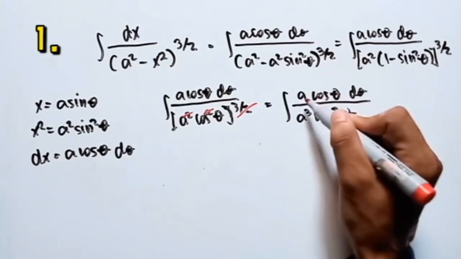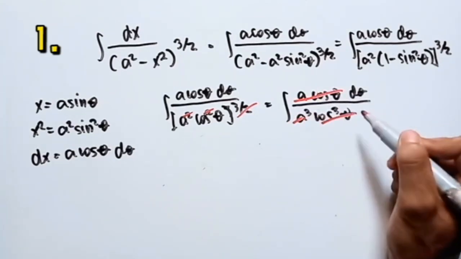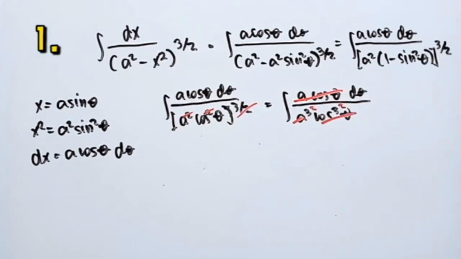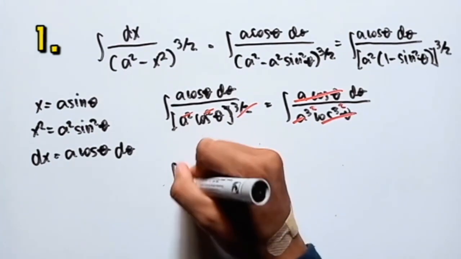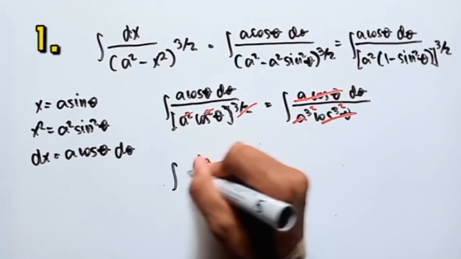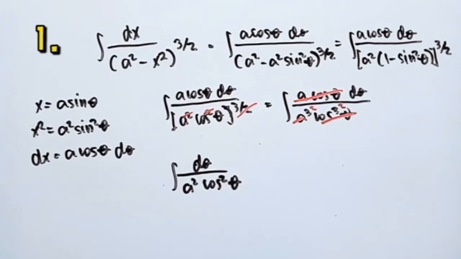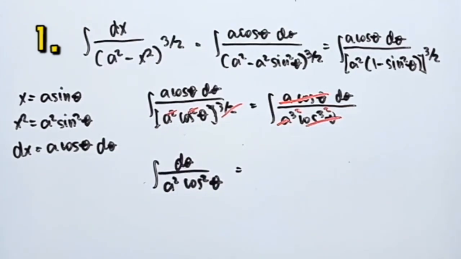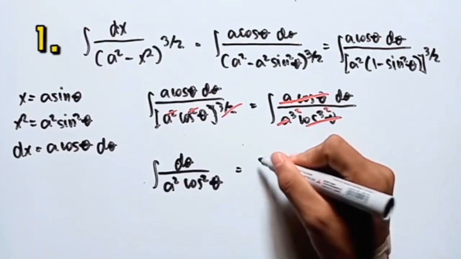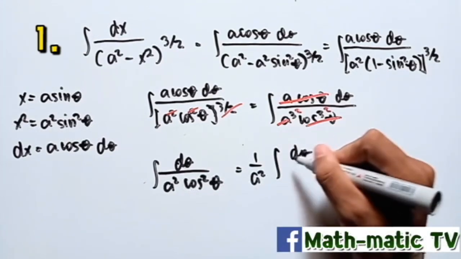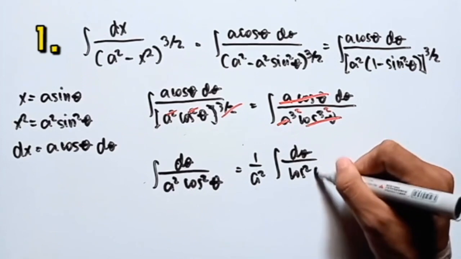Hence, this will be cancelled and this will become 2 and 2. So the integral now will be equal to the integral of d theta over a squared cosine squared theta. And since 1 over a squared is just a constant, we can put that before the integral sign. So this is equal to 1 over a squared times the integral of d theta over cosine squared theta.